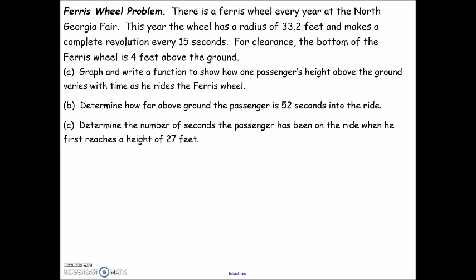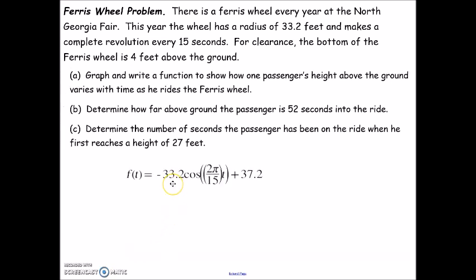So we talked about there's a Ferris wheel at the Georgia Fair with a radius of 33.2 feet, and it does a revolution every 15 seconds. And remember, the Ferris wheel is 4 feet above the ground. So we wrote our equation. I'll go ahead and put that right here. So we already have our equation figured out: negative 33.2 cosine of 2 pi over 15 t plus 37.2.